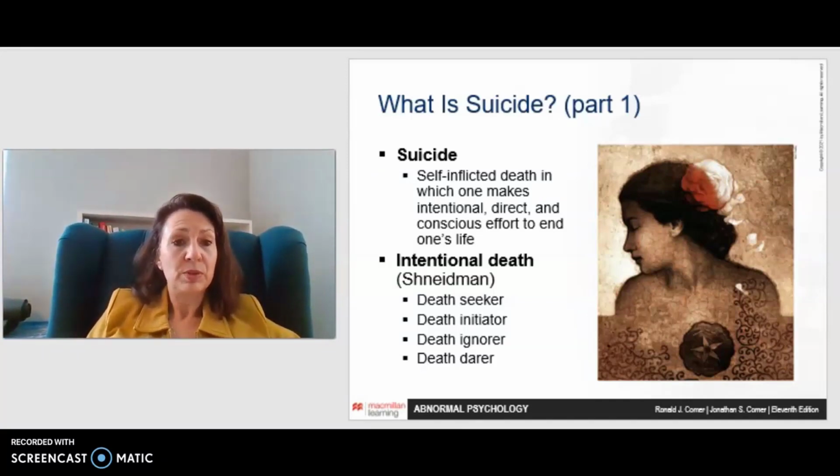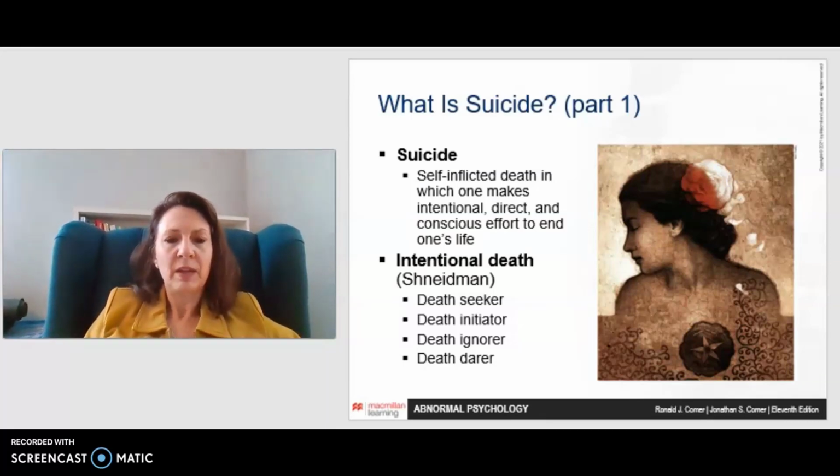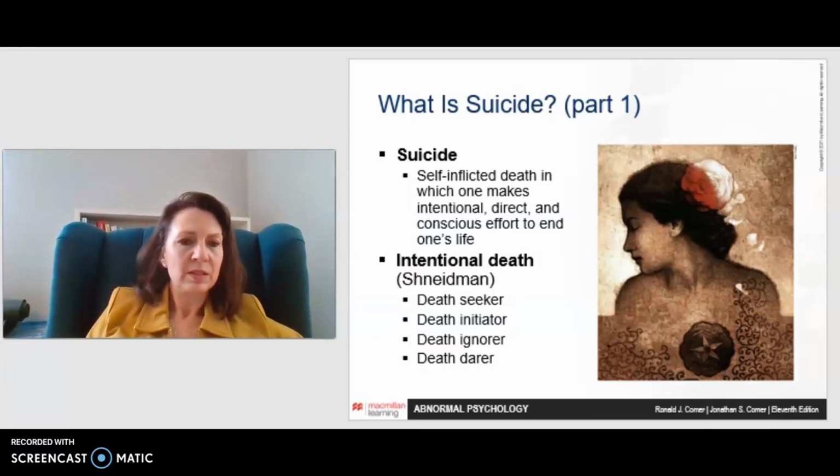A death seeker is a person who is actively wanting to end their life. A death initiator is a person who believes that death is already underway, and so they're trying to help it along. For example, there may be a terminal illness or something of that nature. A death ignorer is a person who focuses on the idea that self-inflicted death doesn't necessarily mean that it's going to end their existence, so they have life after death. And then a death darer has mixed feelings, which are reflected in the way that they might try to take their life.